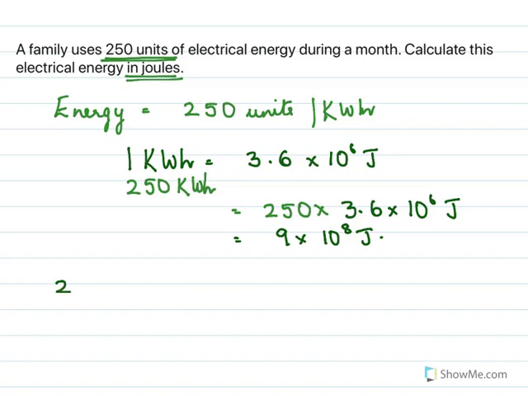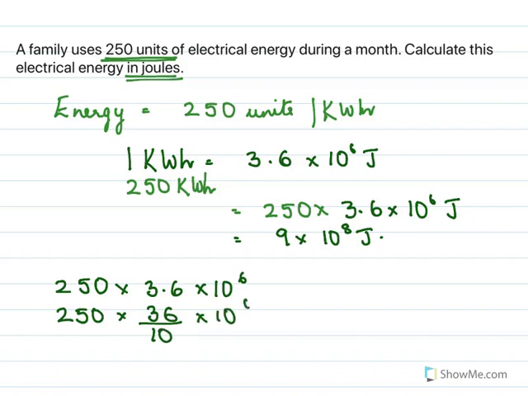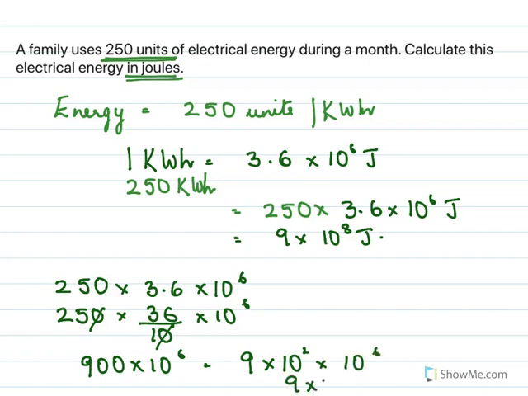And how to do this calculation? So you'll do 250 into 3.6 into 10 raised to power of 6. So first you remove the decimal. So 250 into 36 over 10 into 10 raised to 6. So you cancel this out. Then you do 25 into 36, and that is 900. 900 into 10 raised to 6. Now this can be written as 9 into 100, which is 10 raised to 2, into 10 raised to 6. That is 9 into 10 raised to 8. You add up the 2 and the 6.